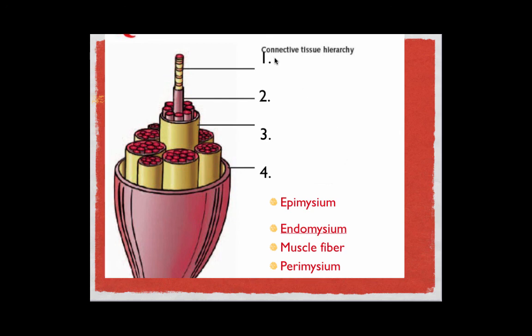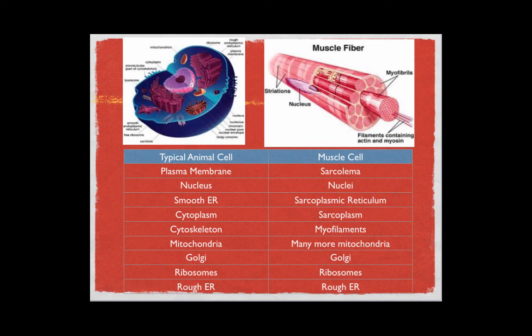Number 1, you should have come up with, that is the muscle fiber. Number 2 is the endomysium. Number 3 is the perimysium. And number 4 is the epimysium. This is an overview picture.